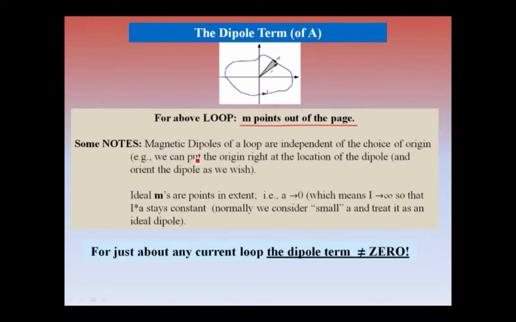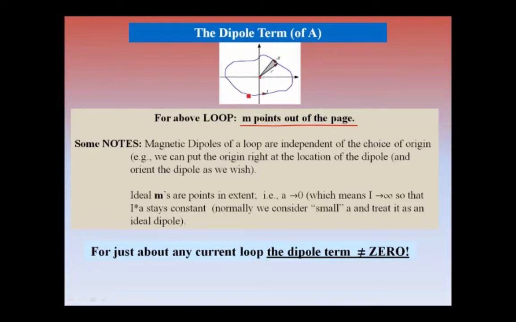Here's a couple of factoids. The magnetic dipoles of a loop are independent of the choice of origin, and so you can put the origin anywhere you want, and this particular integral will not depend on the origin. Quite often we take the origin to be as I've shown it here. So for example, if the loop is a circle, you put the origin right in the center.